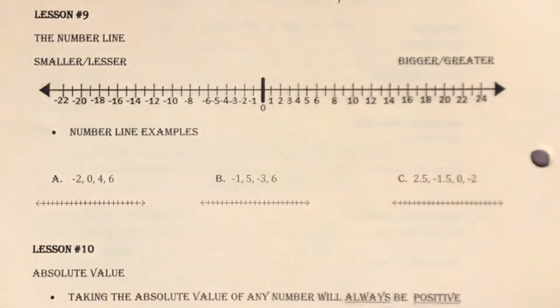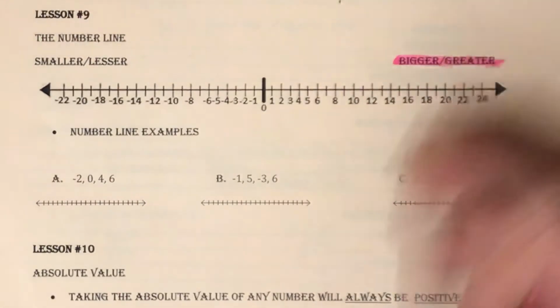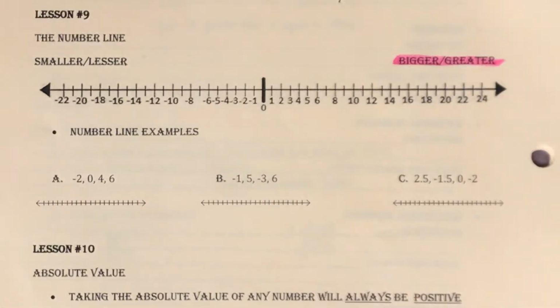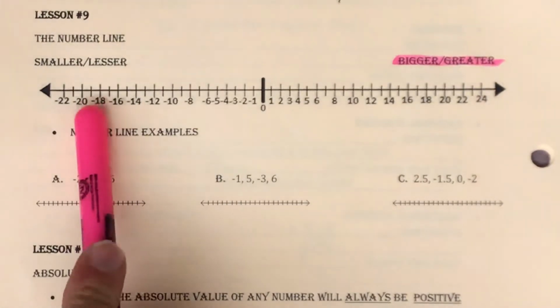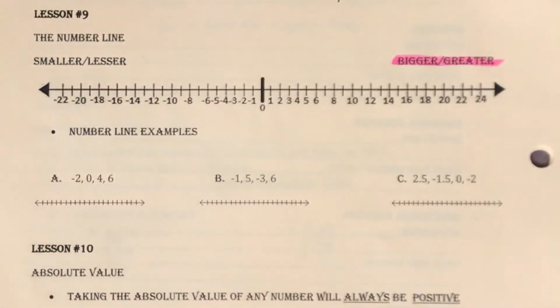A couple things I want to point out about the number line here on your paper is we've got 0 here in the middle that we can see. All the numbers moving to the right are always getting bigger or greater. That's going to hold true no matter what part of the number line you're on. If I were over here and started at -20, everything moving to the right is always getting bigger or greater, however you want to say it. So that's an important concept because it will never get smaller moving to the right.